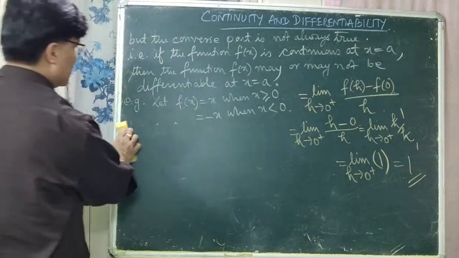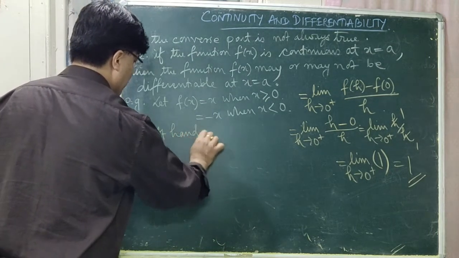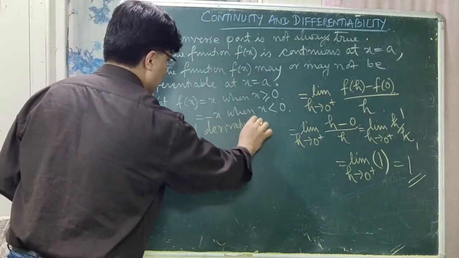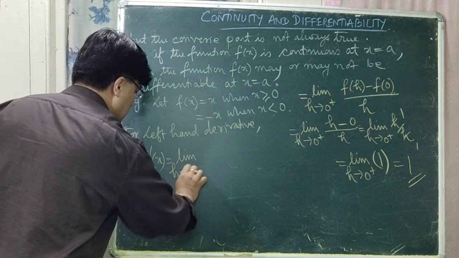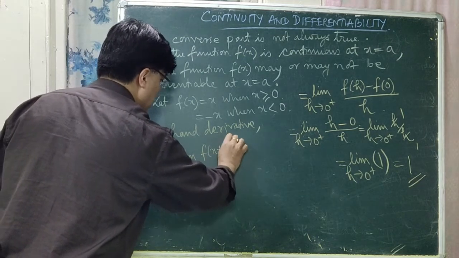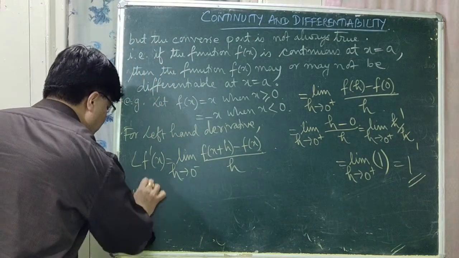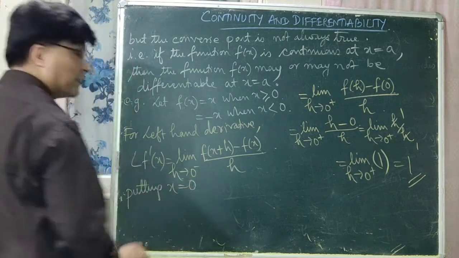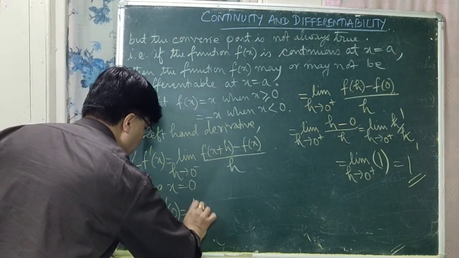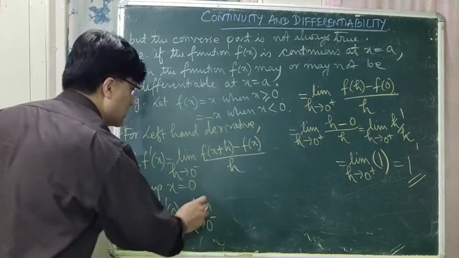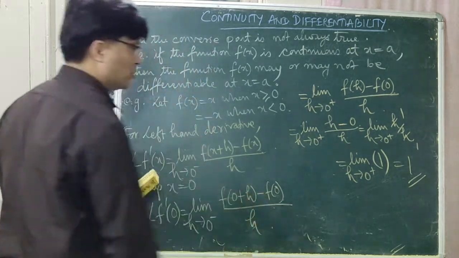So let us write for left hand derivative. For left hand derivative, what can you write? Capital L f dash of x is equal to limit h tends to 0 minus f of x plus h minus f of x, this whole divided by h, right? So put x is equal to 0, because we are checking the differentiability of the function at x is equal to 0. So putting x is equal to 0, what do we get? Capital L f dash of 0 is equal to limit h tends to 0 minus f of 0 plus h minus f of 0, this whole divided by h.